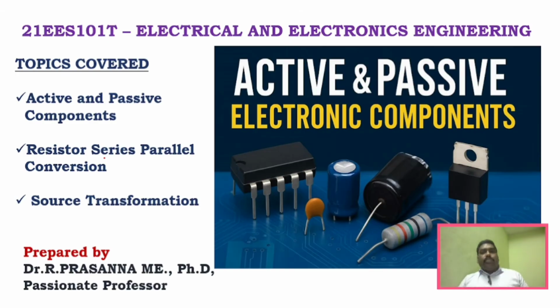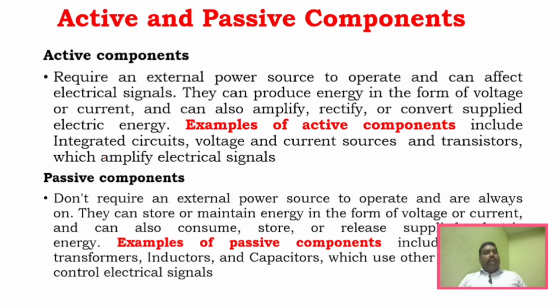So whatever components we use in electronic circuits and electrical circuits, you can classify them into active and passive components, right? As I said, active components are capable of providing average power, or they provide energy for an infinite time duration. And also we can say that those components which require an external power source to operate are called active components. They can produce energy in the form of voltage or current, or can amplify, rectify, or convert the electrical energy. The active components include integrated circuits, voltage and current sources, and transistors which amplify the electrical signals.